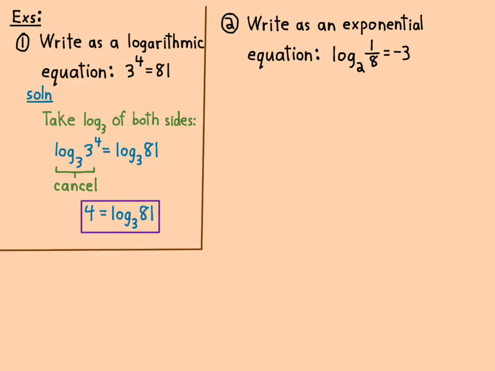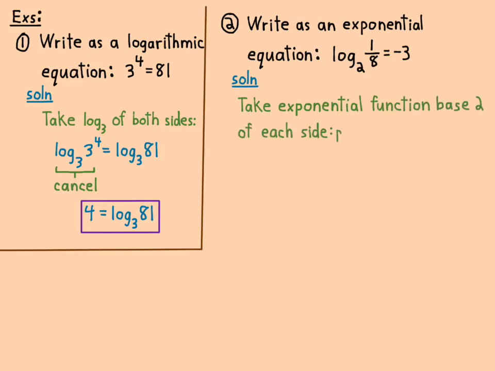What that does is it just puts these two items in the exponent with the base 2. So you just write a 2 here and a 2 here. And then this 2 and the log base 2 will cancel, and you'll get 1/8 on the left. So we're taking the exponential function base 2 of each side of the equation. Put the 2 in the base, and the original left and right sides will end up in the exponent.